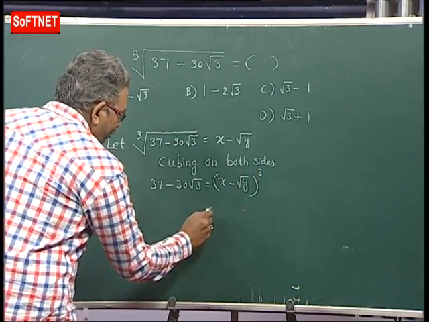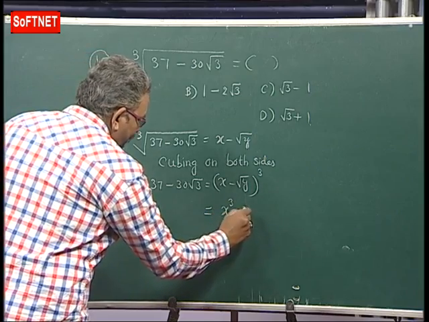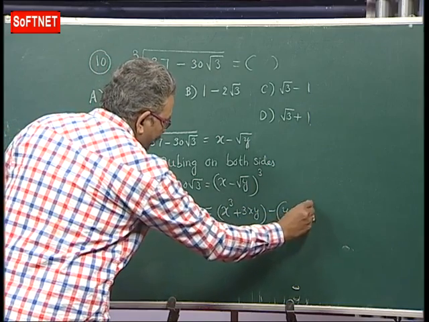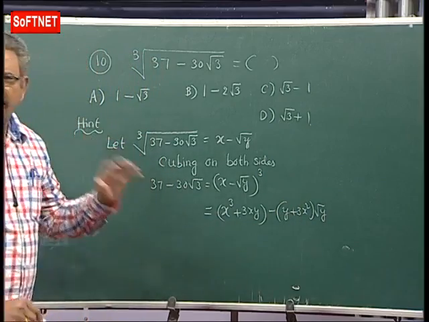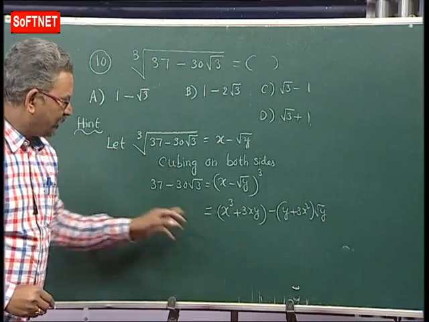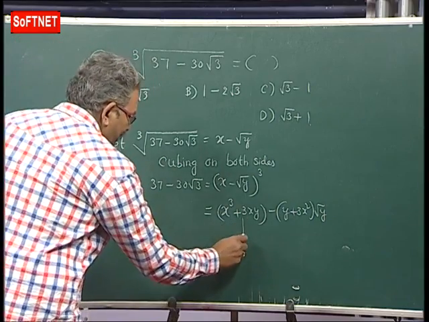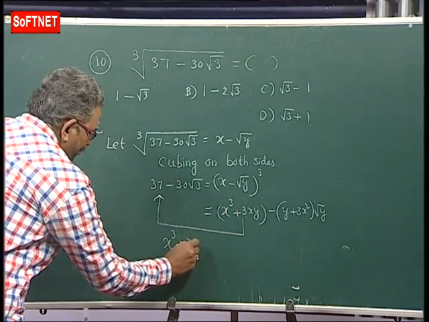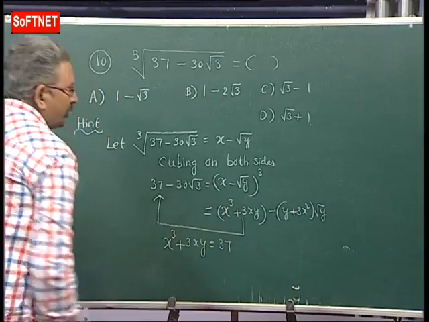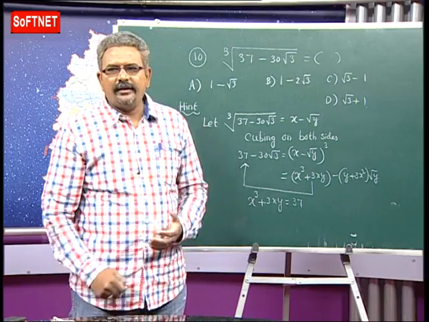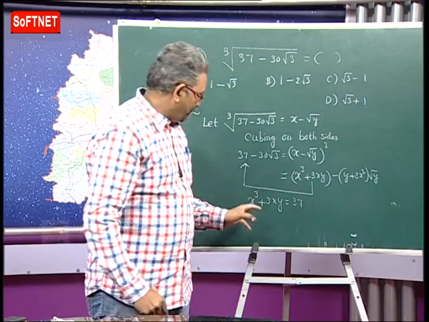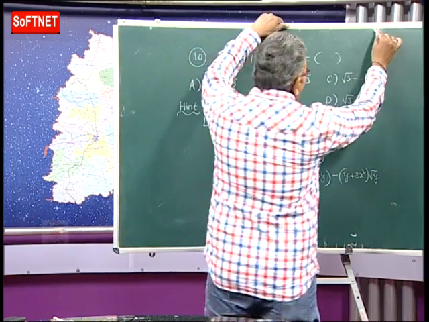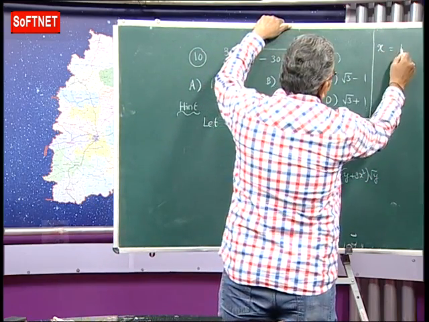This is equal to x cube plus 3xy minus of y plus 3x square root y. In a similar manner here also, compare rational parts on both sides. So that means this is compared to 37. x cube plus 3xy is equal to 37. There is no other method, just substitution. So we have to substitute first x is equal to 1, trial and error method. So if you substitute x is equal to 1, let us see what we get.